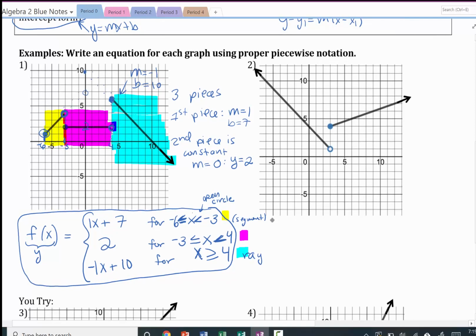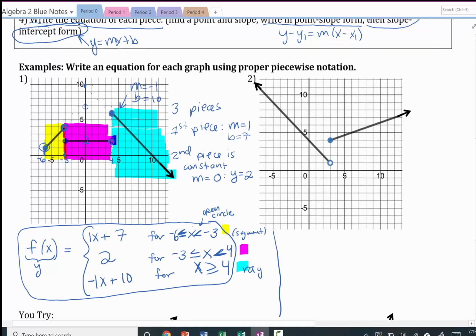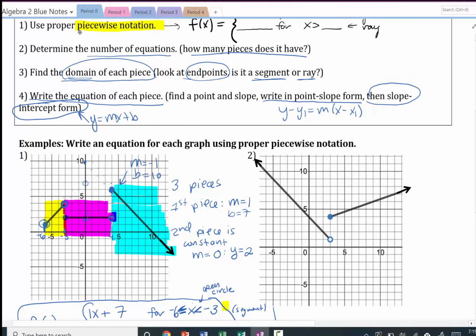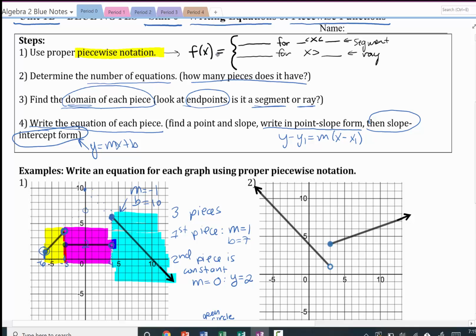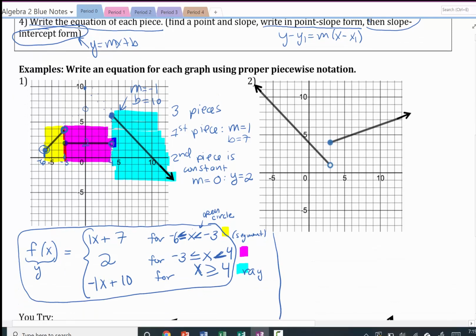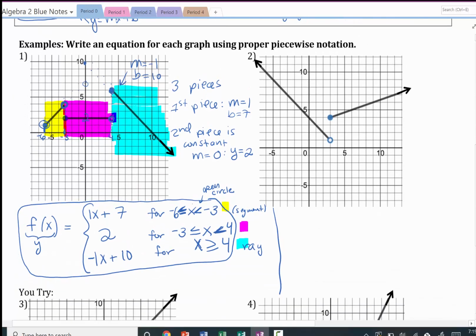So the first step reminds us to use that proper piecewise notation. This guy right here, the f of x equals the long bracket, the space for the equations, and then the interval for x to tell us where to plot the lines. So I'll start with that. So f of x equals, and then my long skinny bracket.